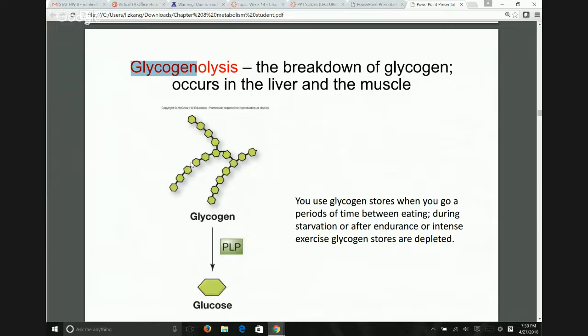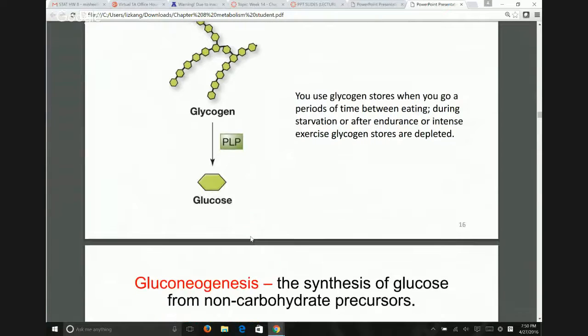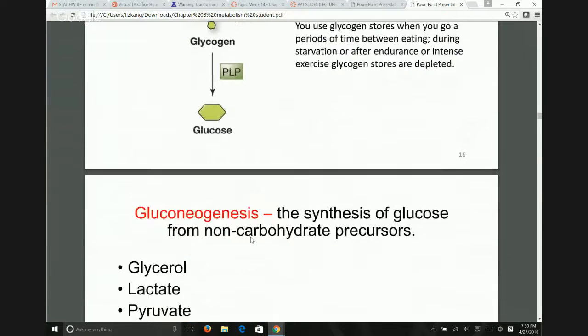But if we don't eat during that time, we start breaking things down, make it into monosaccharide, which is glucose, so it can be used as energy, go through glycolysis, citric acid cycle, and electron transport, and make ATP.